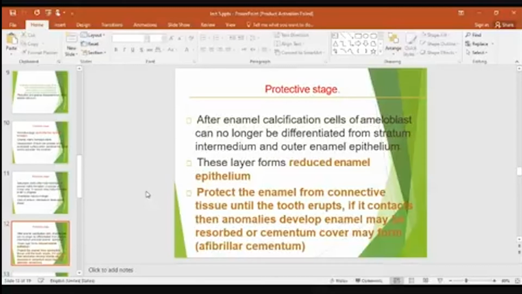Now what will happen? What do we have? The protective stage. After enamel calcification, the cells of ameloblasts can no longer be differentiated from the stratum intermedium and outer enamel epithelium. They become shorter in length. The ameloblast has finished its function. So what will happen to them? We cannot differentiate them from the neighboring cells, the stratum intermedium and outer enamel epithelium. They become similar to the stratum intermedium and the outer enamel epithelium.